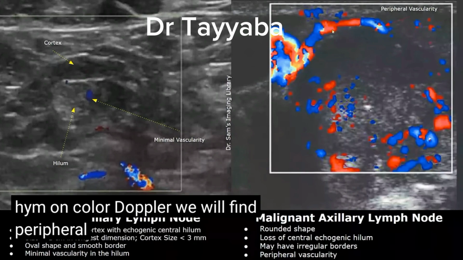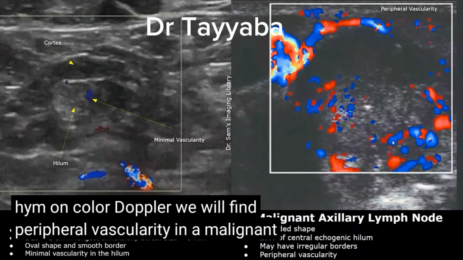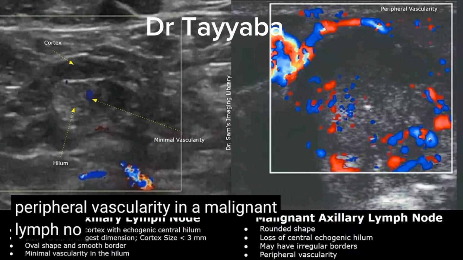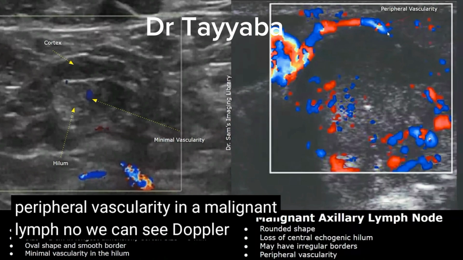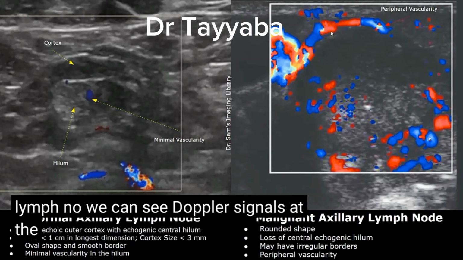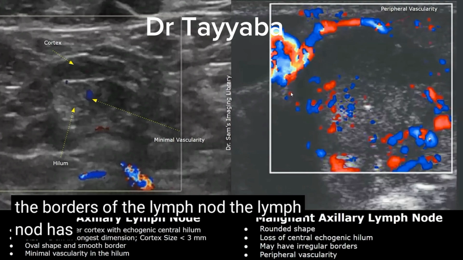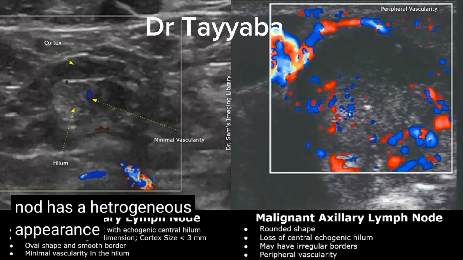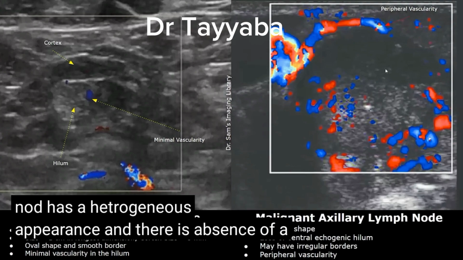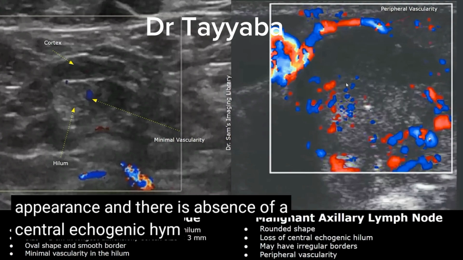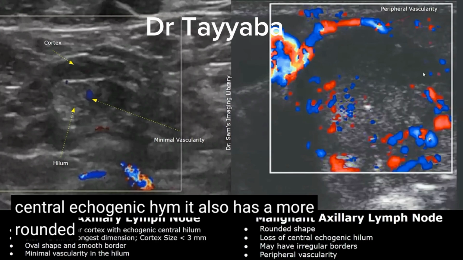On color Doppler, we will find peripheral vascularity in a malignant lymph node. We can see Doppler signals along the borders of the lymph node. The lymph node has a heterogeneous appearance and there is absence of a central echogenic hilum. It also has a more rounded shape.